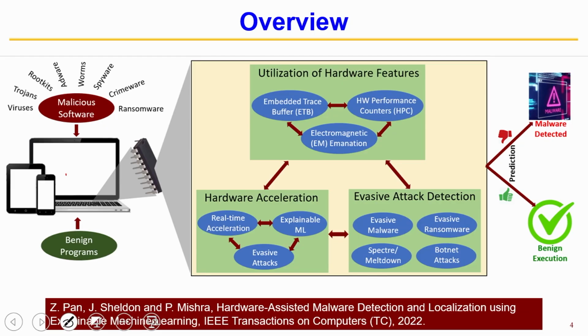The third one is what solution you are using. For example, are you using explainable AI, are you using real time acceleration? Remember we talked about GPU, TPU, FPGA based acceleration, and what type of evasive attack you are assessing. So, that is basically the story. What is the end result? Either it says a malware is detected and let me quarantine it, or it says it is a benign program.